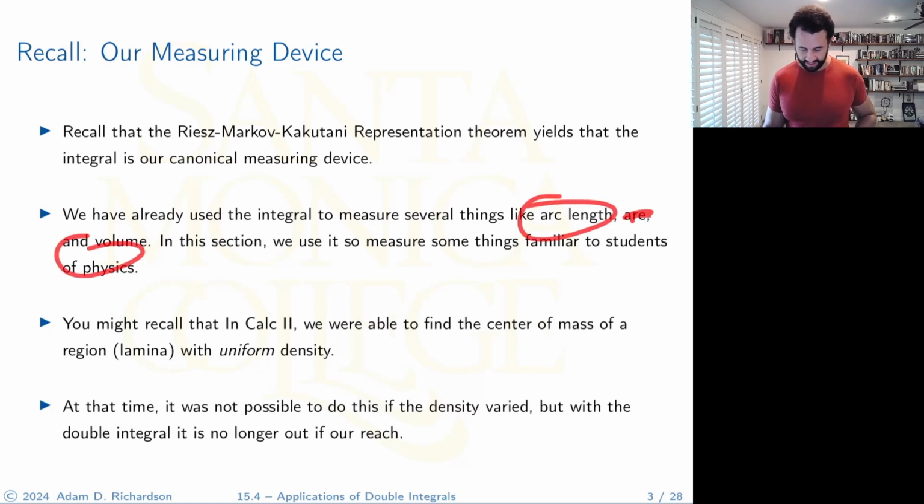Oops, that should say and. Arc length, or that should not even be there. Arc length and volume. And in this section, we're going to use it to measure things like, I shouldn't say density, but mass and moments and things like that.